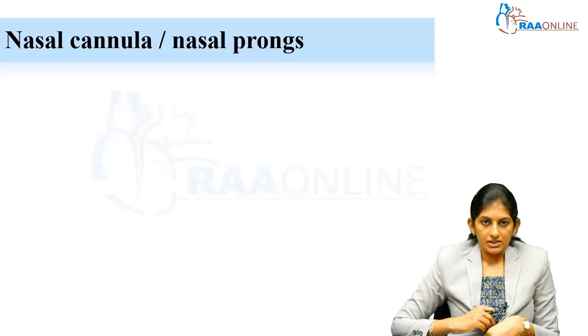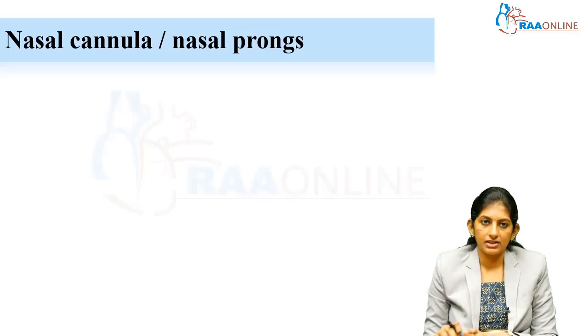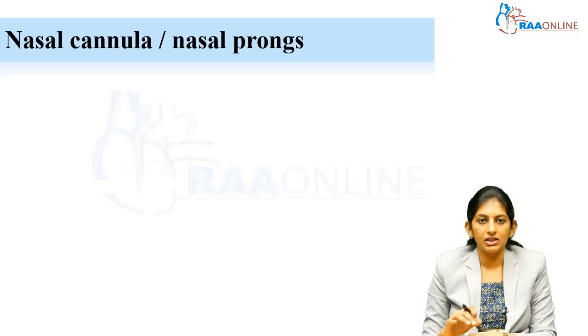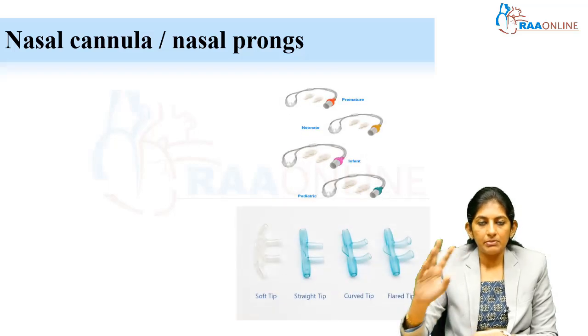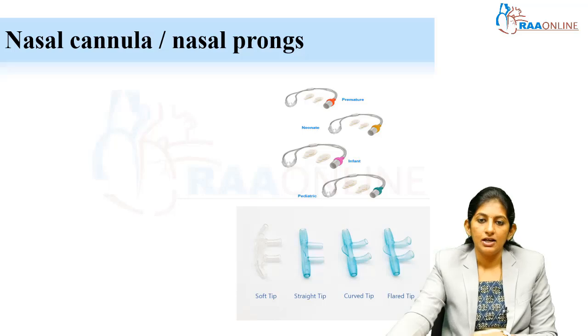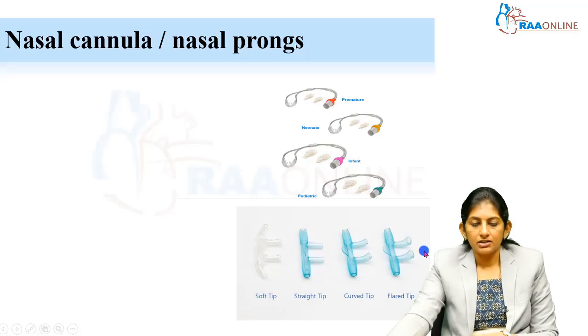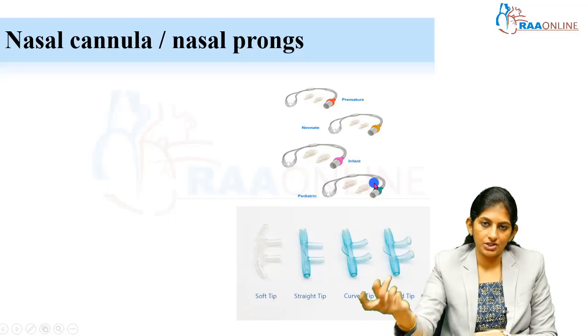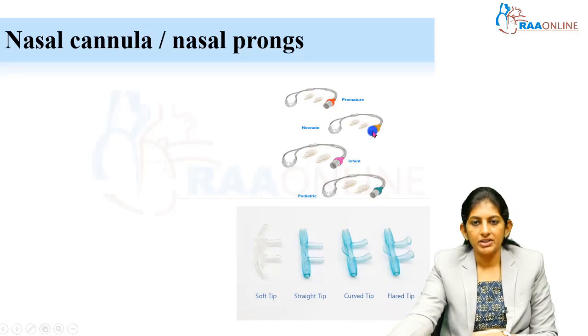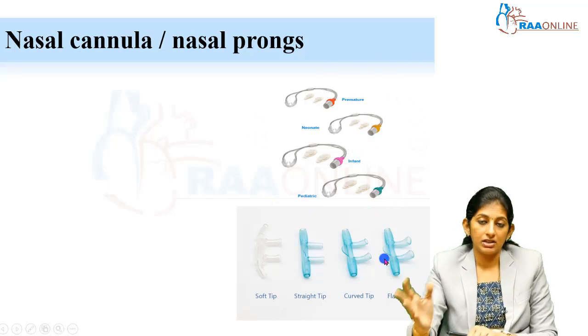Coming to the first most simple one, that is nasal prongs, the nasal cannula. Everybody has expertise with it, isn't it? A very simple method of administration. Everybody has done it, and we have seen that there are many sizes and many shapes available. Just look at the images here. There are four different shapes: soft tip, straight tip, curved tip, flared tip. There are many different sizes based on color. Some manufacturers give different colors: this is for premature, this is for a term neonate, this is for an infant, this is for a pediatric. So the colors will vary.